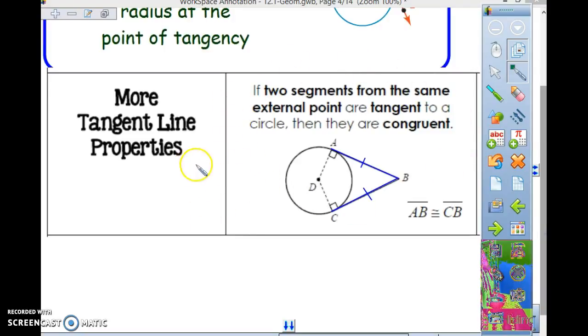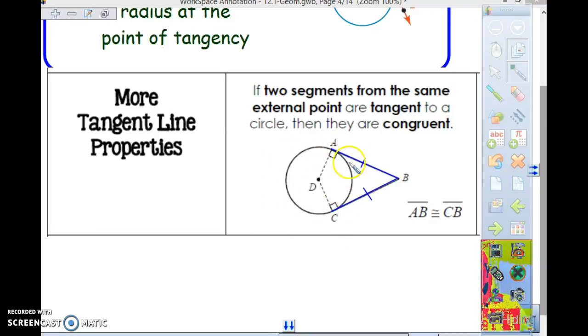So you have some room on slide number 2. Maybe you want to pause the video and draw this picture, making sure to notice that point A and point C are a point of tangency. And the whole purpose of that is to show that AB and CB are congruent.